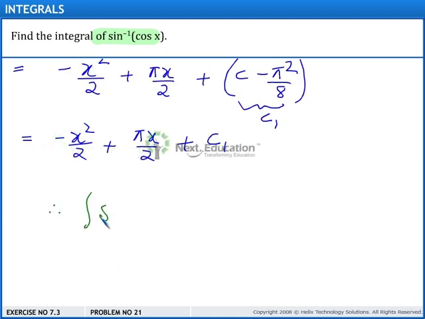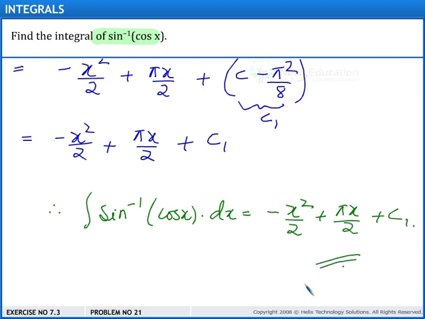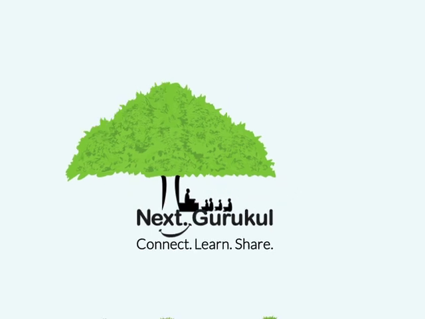Therefore, the integral of sine inverse of cos x into dx is equal to minus x square divided by 2 plus pi x divided by 2 plus the constant. This completes the solution.